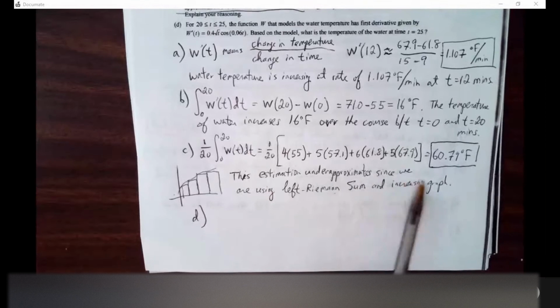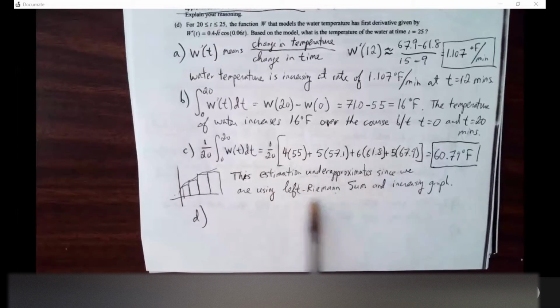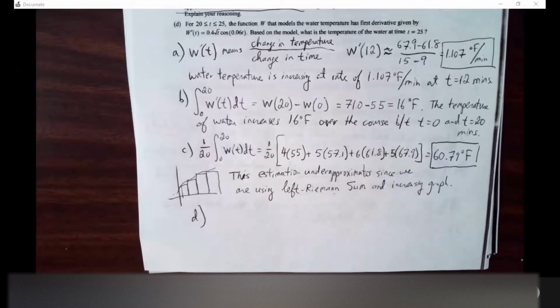So a lot of times we just have to sketch something out and convince ourselves whether we see the geometric shape below the curve or above the curve. If it's above the curve, it's an overestimation. Below the curve, it's going to be an underestimation.